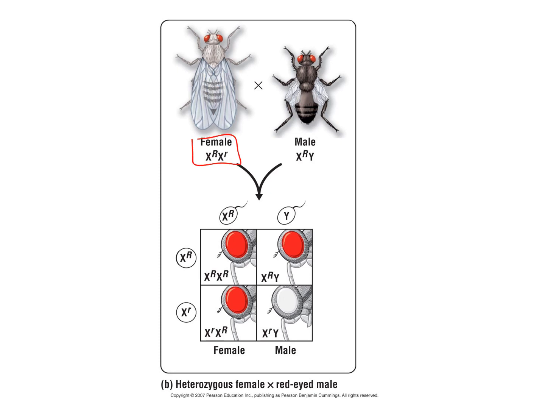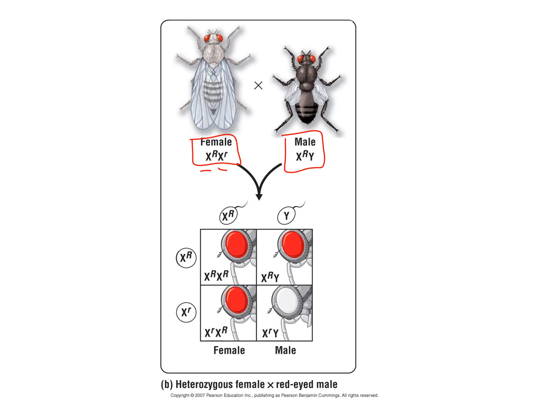This is a female's genotype. Female, she has two X chromosomes, and she is heterozygous for the eye color. The male's genotype, he's a male, so he has one X, one Y, and the X has the allele, so in this case he has the red allele, and again the Y does not carry an allele.